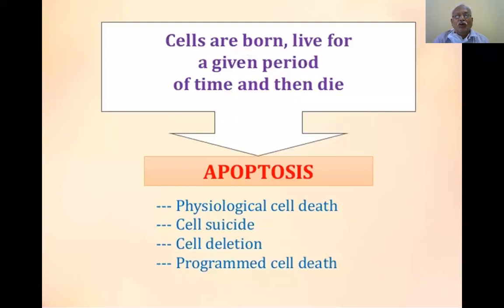Cells are born and they live for a given period of time and then die. That is known as apoptosis. This is physiological cell death. That is known as cell suicide, and this will delete the cell from the body, and this is known as programmed cell death in the body.